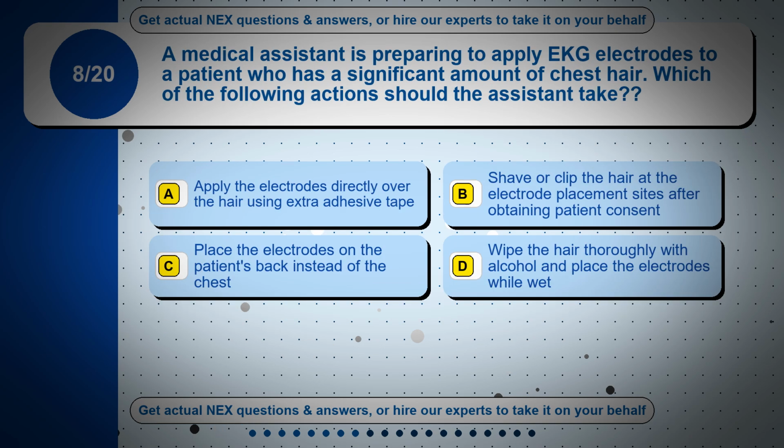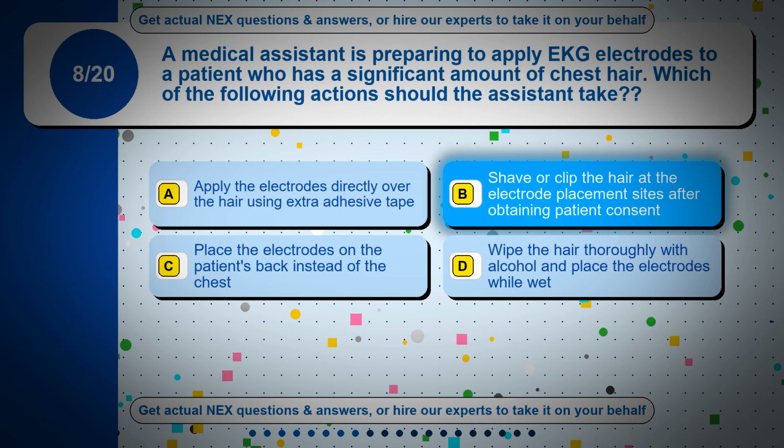Question 8. A medical assistant is preparing to apply EKG electrodes to a patient who has a significant amount of chest hair. Which of the following actions should the assistant take? Option A, apply the electrodes directly over the hair using extra adhesive tape. Option B, shave or clip the hair at the electrode placement sites after obtaining patient consent. Option C, place the electrodes on the patient's back instead of the chest. Option D, wipe the hair thoroughly with alcohol and place the electrodes while wet.